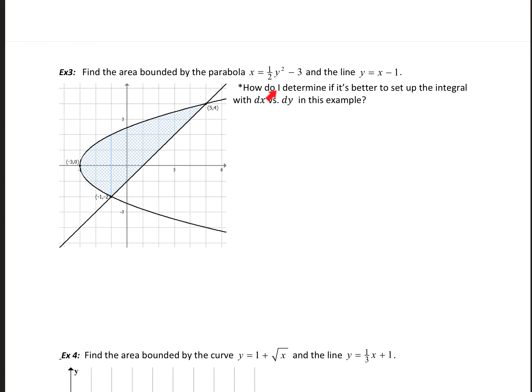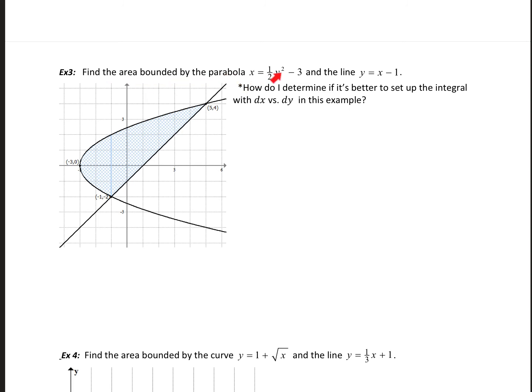So how do I determine whether it is better to set up the integral with dx versus dy? So is it better to do top and bottom? Yes, maybe it's okay here, except now I have to do this minus that, like I thought it was the same graph. So that's going to make things more complicated. But if I do right left, it's always the straight line and then the curve. So that makes it easier.